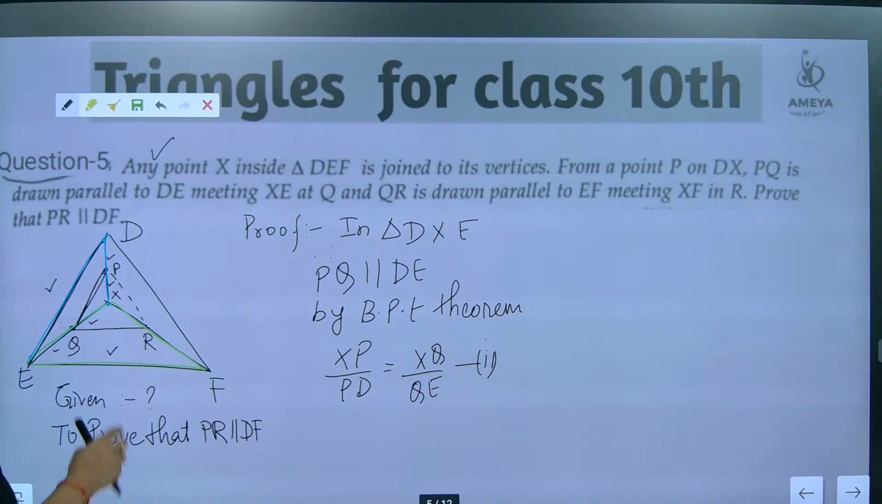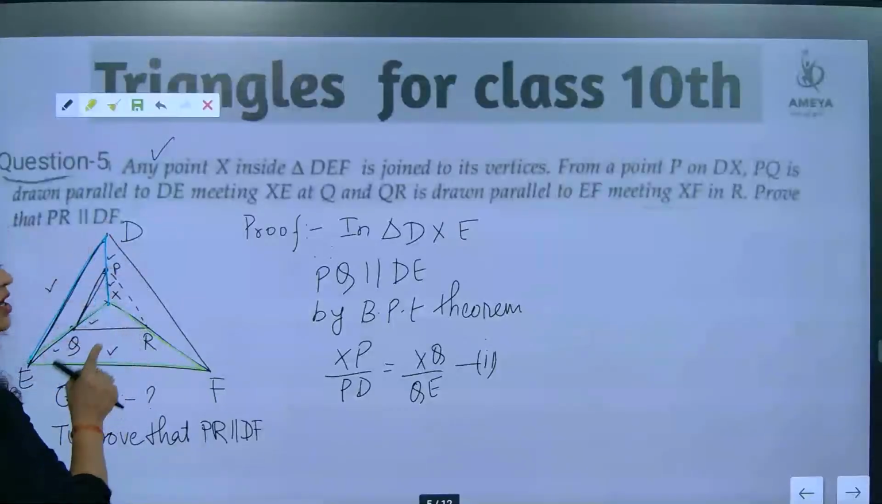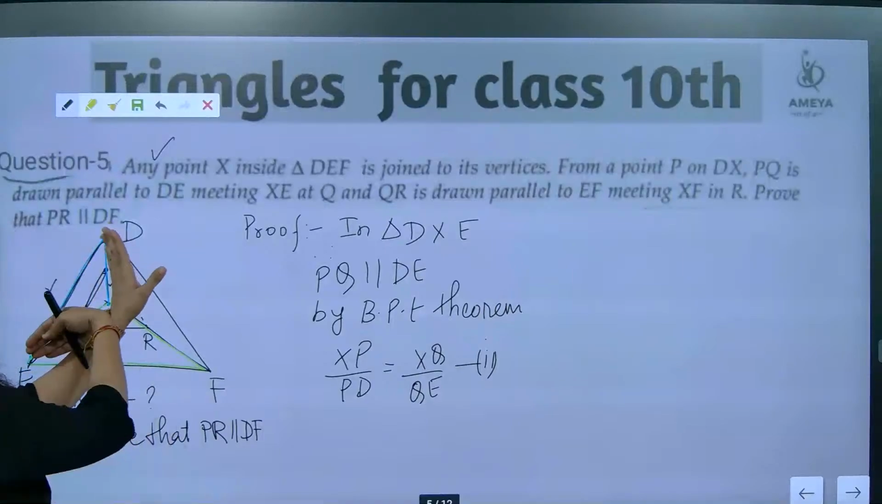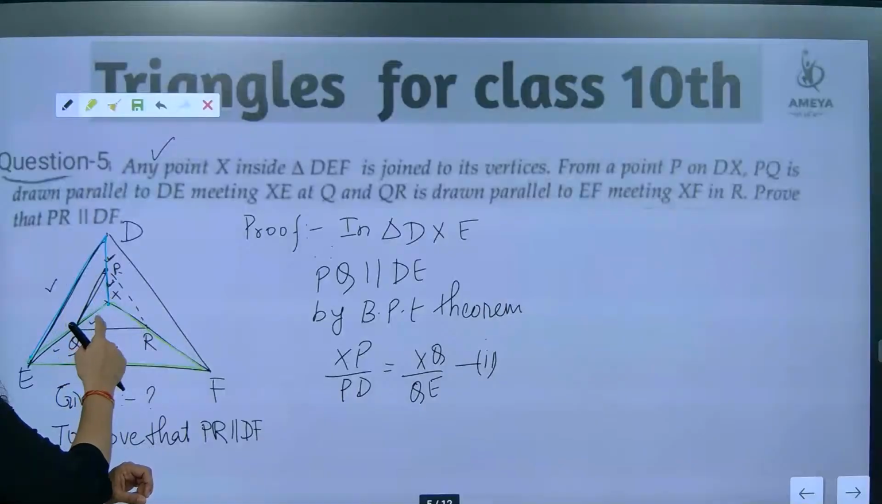By BPT theorem, sides are proportional now. So what we will write, beta? XP by PD equal to XQ by QE. Which one understanding? So if a triangle, only think about this triangle. So beta, this is parallel to this, means this corner by this and this part by this. Done.